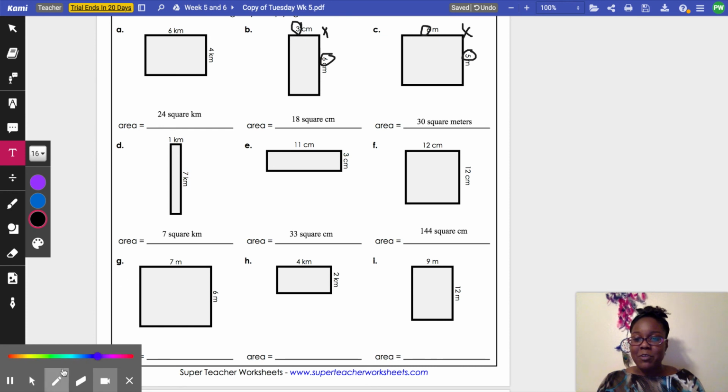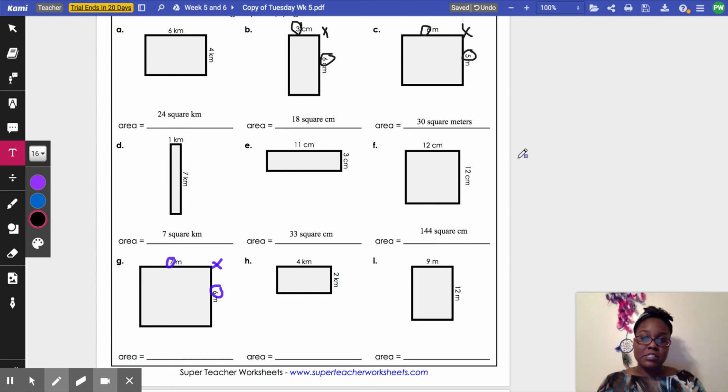All right, moving on to letter G. We have 7 and we have 6. So we're going to do 7 multiplied by 6. Now, I like to decompose the 6 because 3 plus 3 is 6. So I like to do 7 times 3.